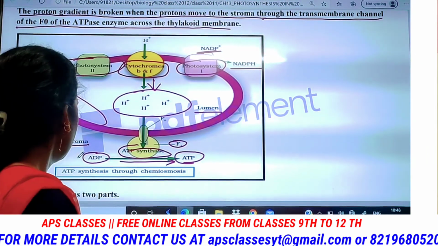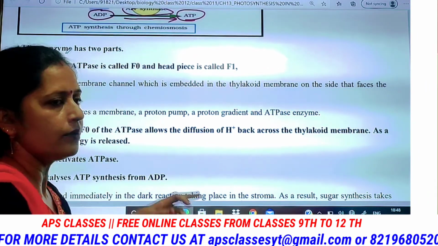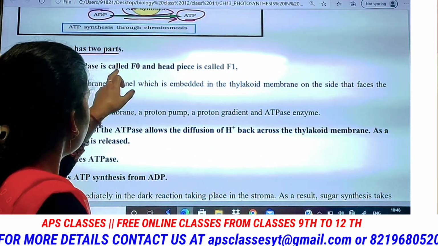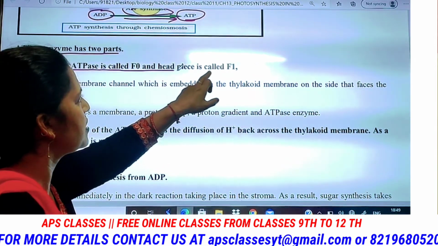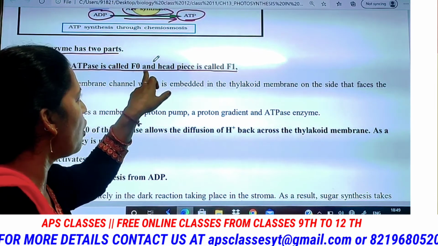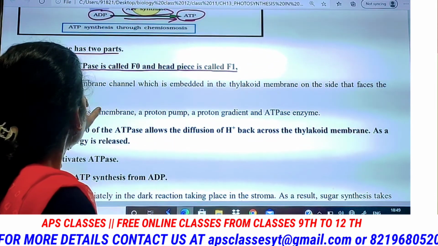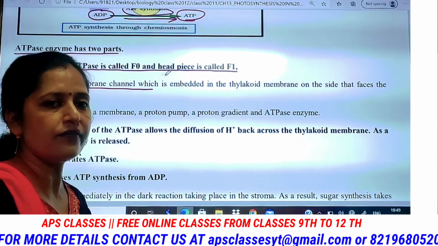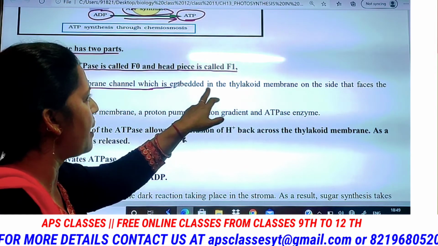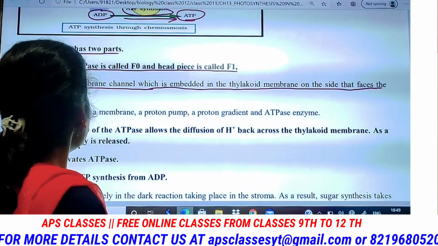Next, the ATPase enzyme has two parts. The base of the ATPase is called F0 and the head piece is called F1. F0 forms a transmembrane channel which is embedded in the thylakoid membrane on the side that faces the stroma.